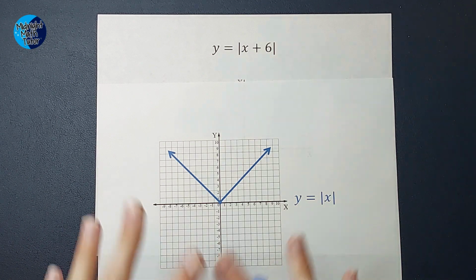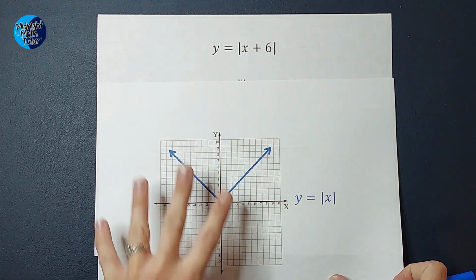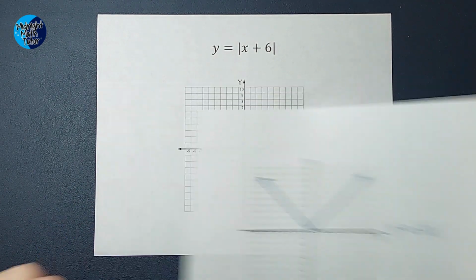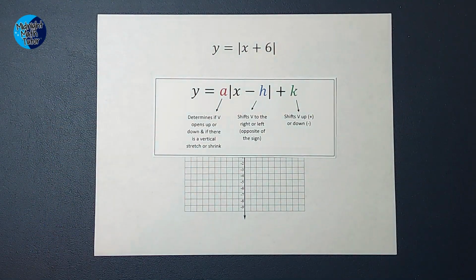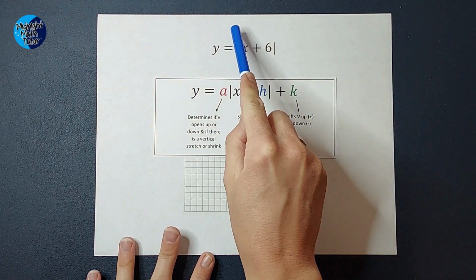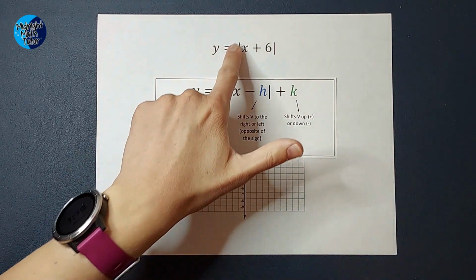So this is going to be the same graph. It's going to be the V. It's just going to be shifted a little bit. So how do we know how it's going to differ from this graph? Well, this is our key. This tells us, first of all, if there is a number out front, this one obviously is a 1. It doesn't have a different number than that outside here.